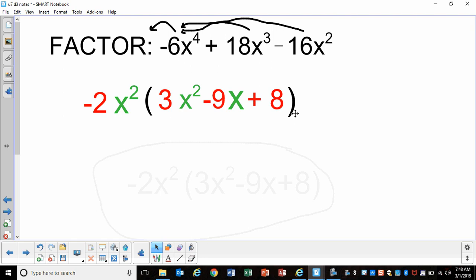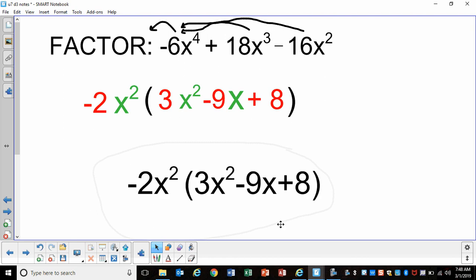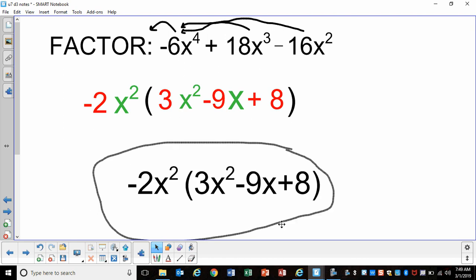Okay? Which means that my factored form is this. And I leave it like that, because they're asking you to work backwards when they're asking you to factor. Okay? Please do not multiply this back together, because you're just going to go right back to the problem, which I already know. I don't need it again. Okay?